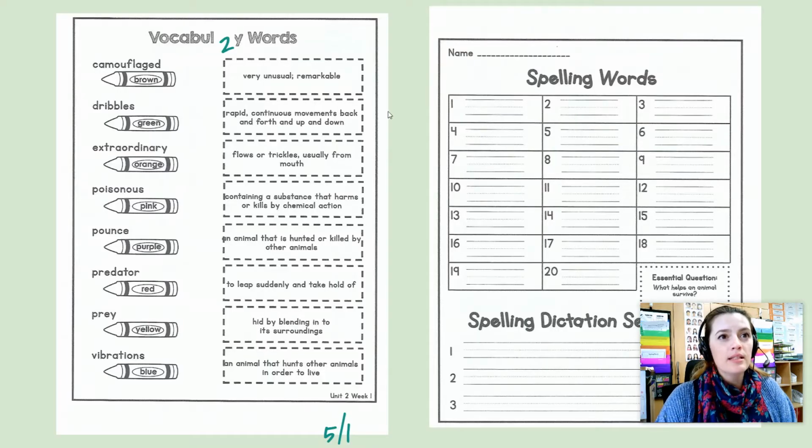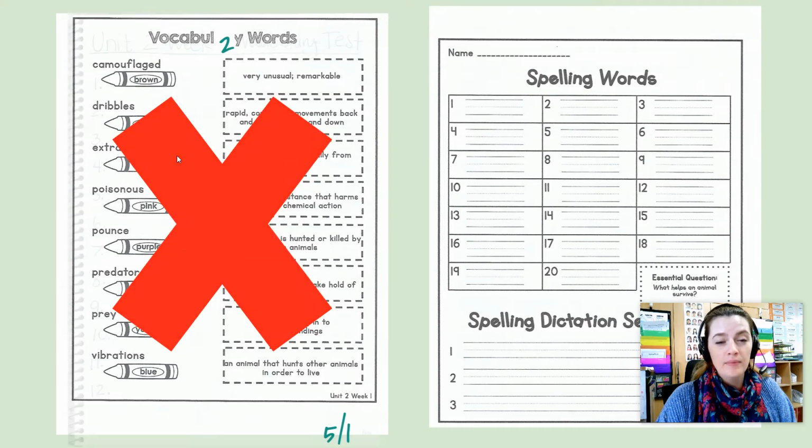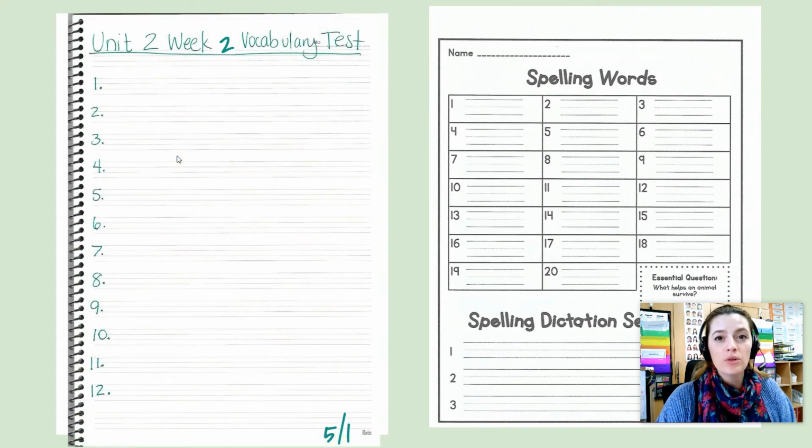So, instead of using our vocabulary paper, we're not going to use that. I would like for you to do your work in your vocabulary spelling notebook. So you have two notebooks, your writing notebook and your vocabulary spelling notebook. Please write as your title, Unit 2, Week 2, Vocabulary Test at the top.